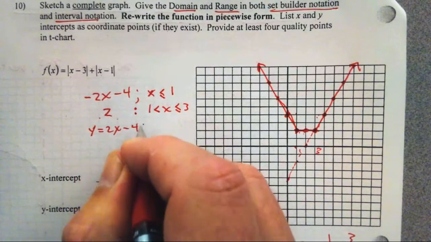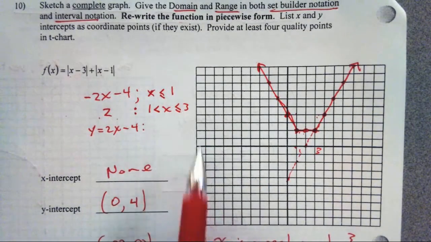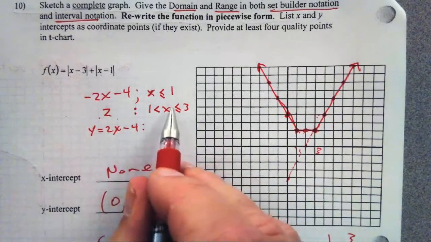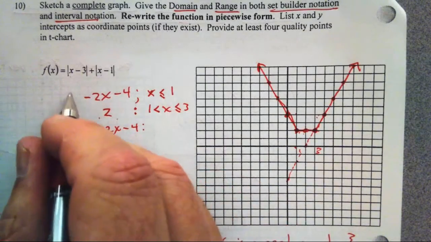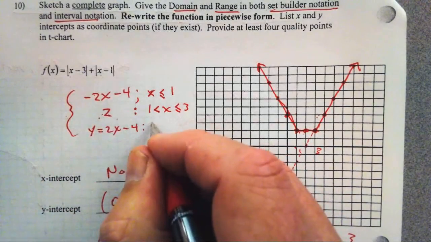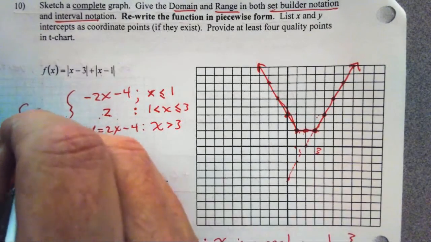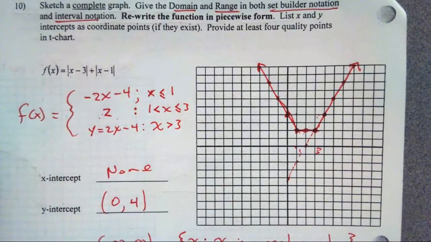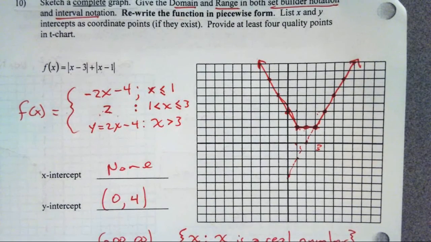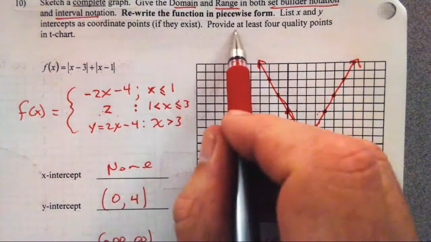So minus 4. And what should I use here? Should I use x is greater than 3 or x is greater than or equal to 3? Well, I've already got x equals 3 going to task A, B, C. It's going to B, so I just want x is strictly greater than 3. So we would say f of x equals, and there's our set builder notation. List x and y intercepts, got them. Provide at least 4 quality points, got it.